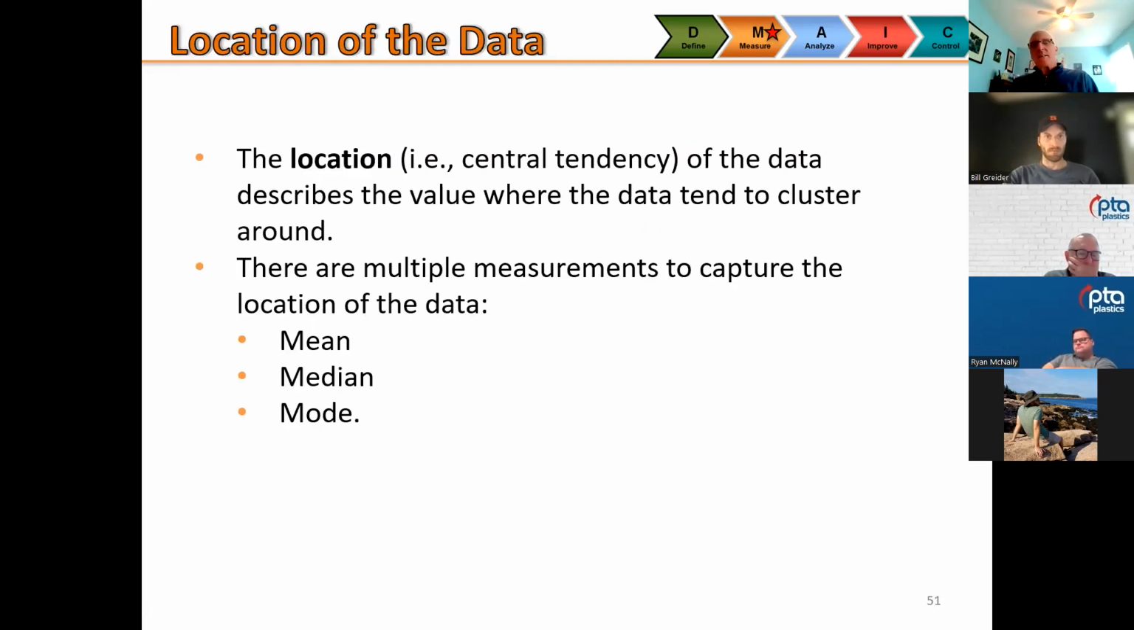So let's start with central tendency, right? The location of the data describes the value where the data tend to cluster. Those are the average, the median, the middle one, and the mode, which is the one that happens the most often.